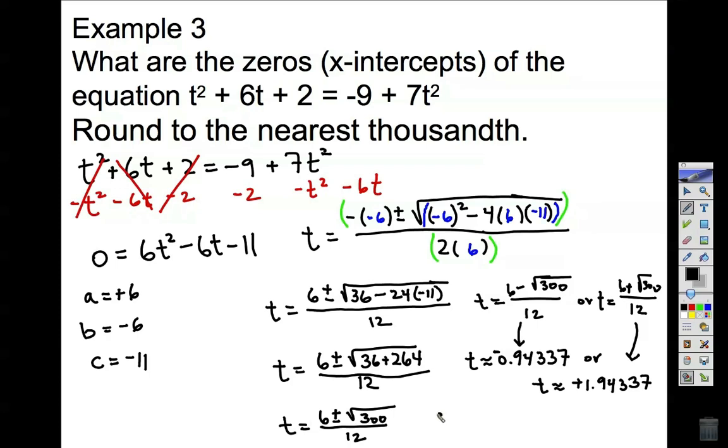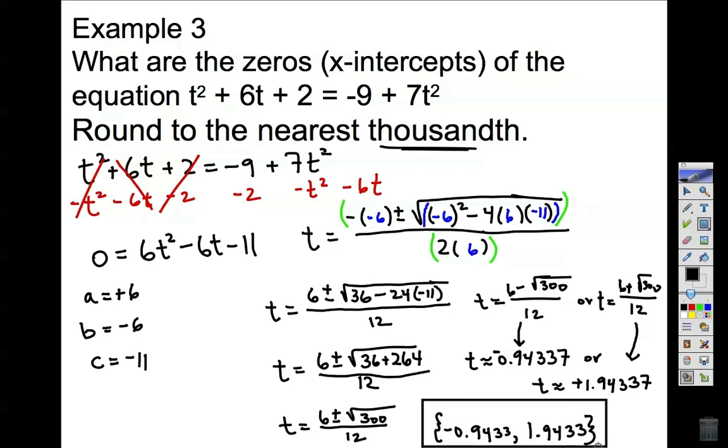So if I'm rounding to the nearest thousandth, then I'm going to have negative 0.9433. That's for that one, and then the other one is 1.9433. And that is finding the zeros or the x-intercepts, or in this case t-intercepts, since t is our variable, of that equation.